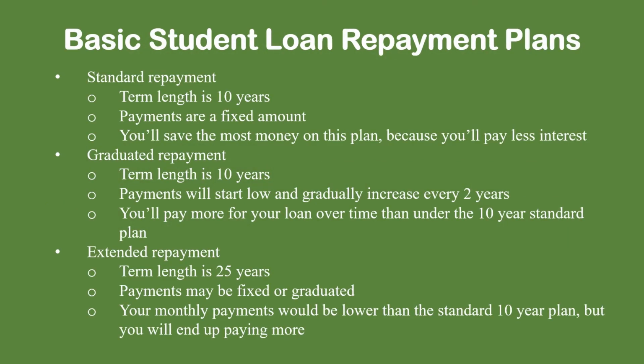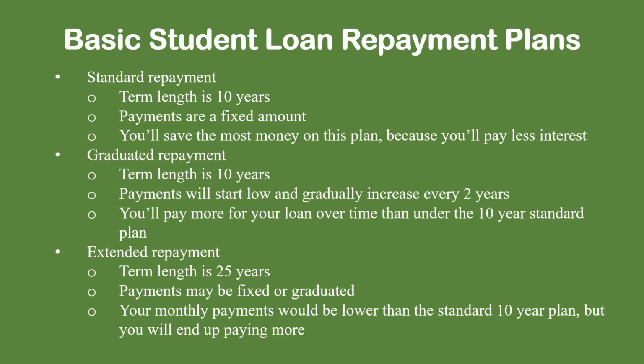Now we're going to discuss basic student loan repayment plans. The first is standard repayment. Now this is offered at a 10-year term. Payments are a fixed amount, and you'll save the most money on this plan because you'll pay less interest.